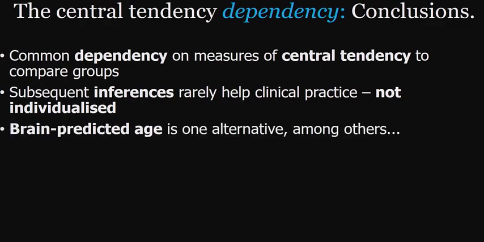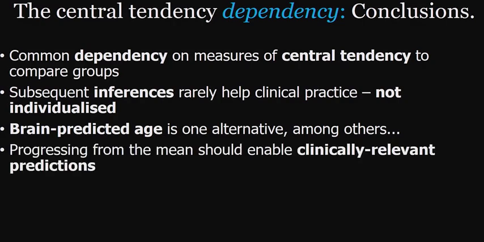Brain predicted age is one way of coming up with an individualized marker that places someone in the context of what their brain structure should look like for their age. It is an alternative measure, but there are others, and we're going to hear about some of these other approaches today. It's my hope that by progressing away from just using the mean to understand how the brain changes, we should be able to enable more clinically relevant measures that should help us come up with treatments for brain diseases in future. So with that, I'd like to thank you for your attention and invite any questions.